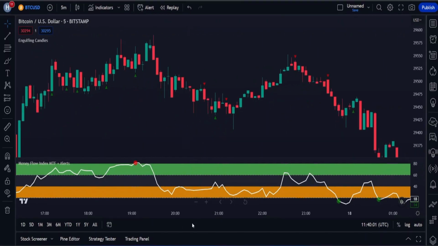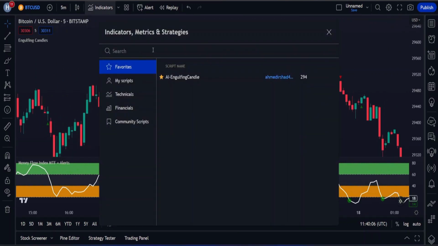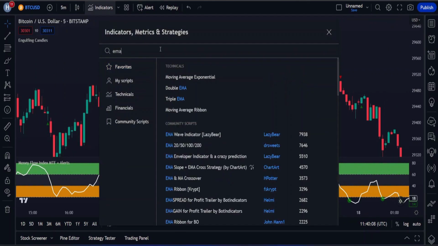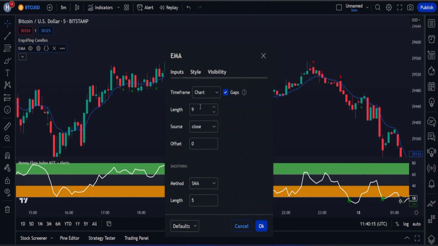Now let's add our third and final indicator to the chart. In the Indicators tab, we will search for the exponential moving average. The default length of the exponential moving average is 9. Since we need a longer-term moving average to filter out minor price fluctuations, let's change the length to 200.